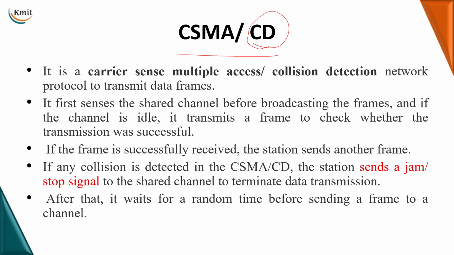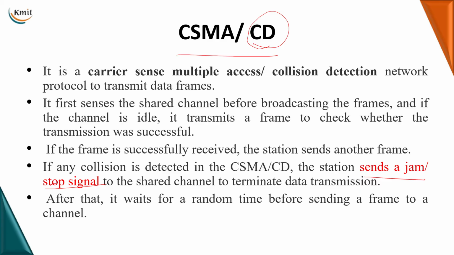We are sensing the carrier before transmitting, and most importantly here in collision detection, we are going to send a jam signal or a stop signal on the shared channel to tell the rest of the stations connected to the multiple access channel to refrain from sending frames, because there is a collision already, so you can stop sending your frames. That is why it is called collision detection.